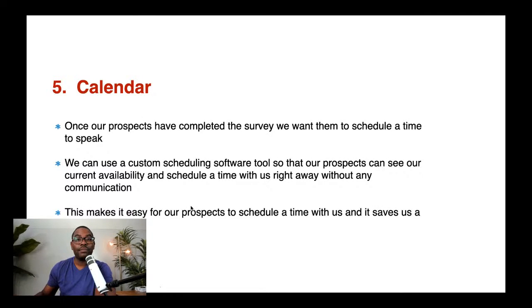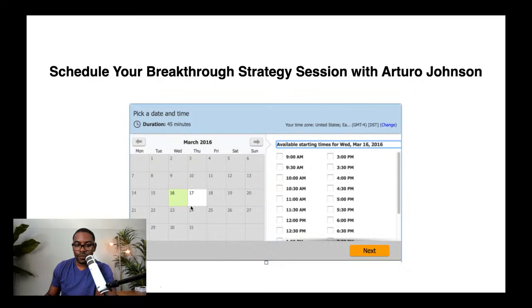And a lot of times when they book themselves, they're more likely to keep that appointment because they committed to that on their own. And so this is what the scheduling software kind of looks like, right?